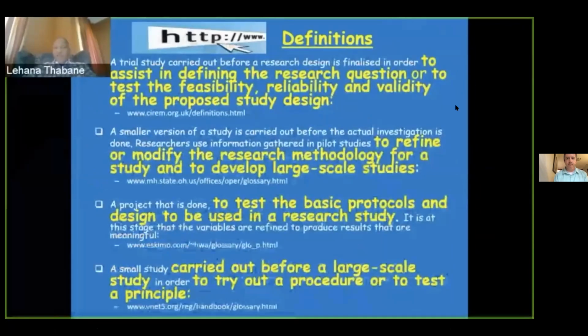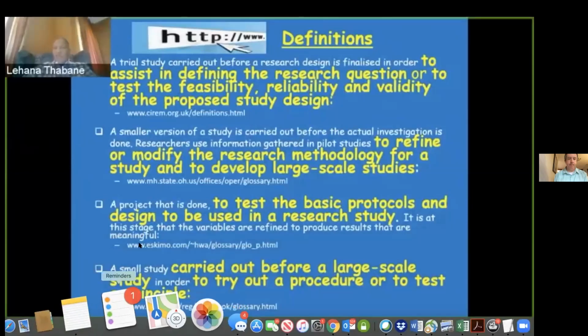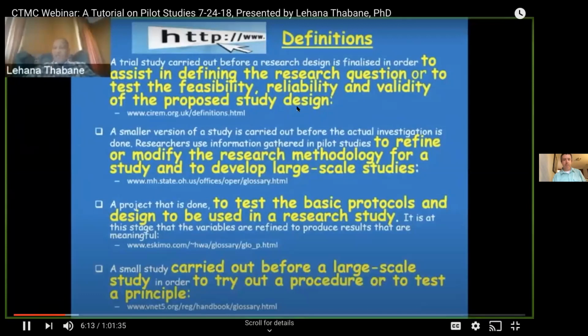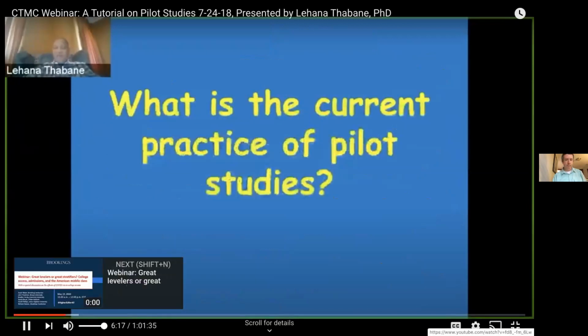If you look at other definitions online, they all seem to have something in common. You're doing a test of something that you plan to do on a larger scale. So even though you're trying different things, whether it's protocols, whether it's any aspects for which you don't have enough information on feasibility, the goal is you're gaining some knowledge or some information which is going to help you to do something on a much larger scale.